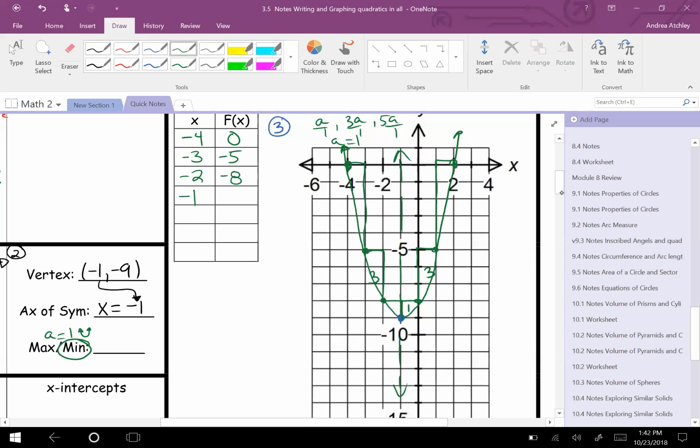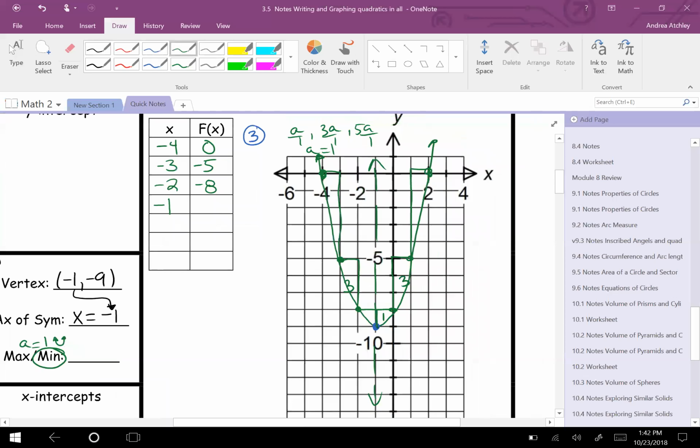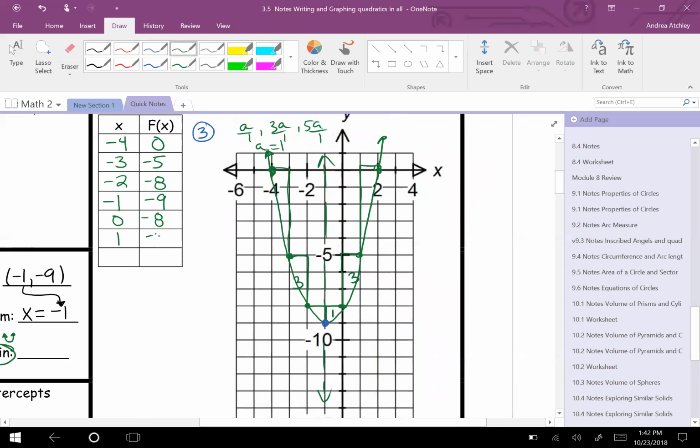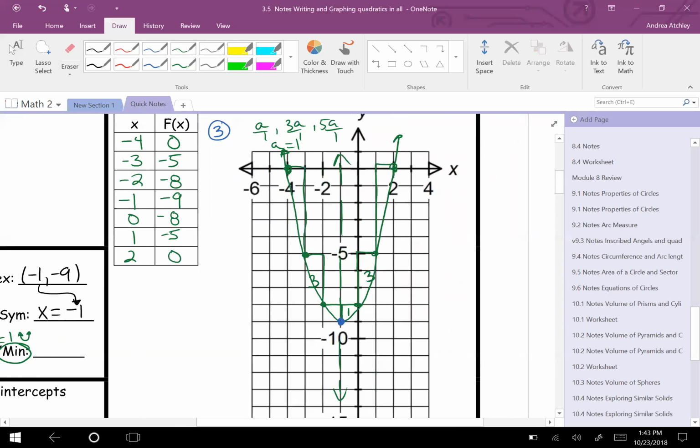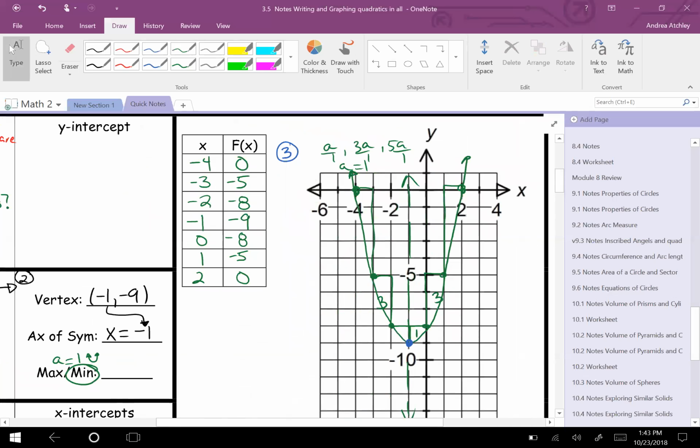Then when x was -1, that was my vertex, so y was -9. Then when x was 0, y was -8. Then when x was 1, y is -5. Then when x is 2, y was 0. Okay, so that was step 4, the table.